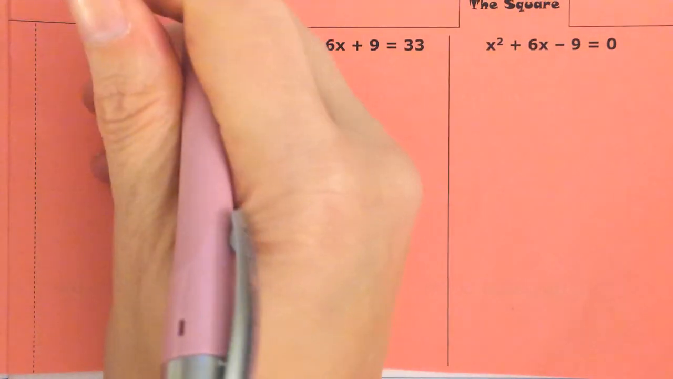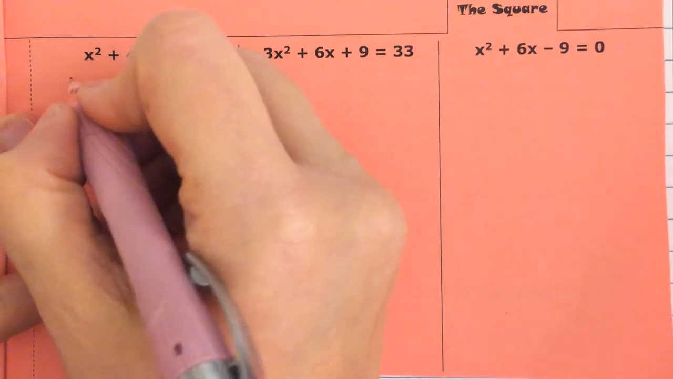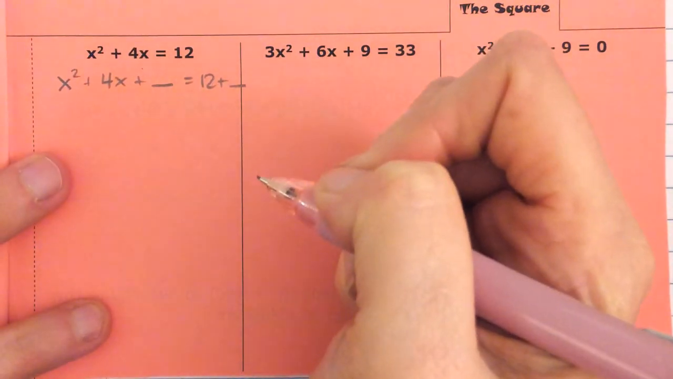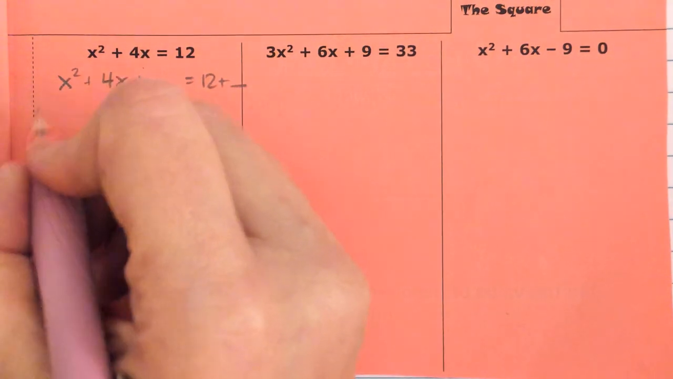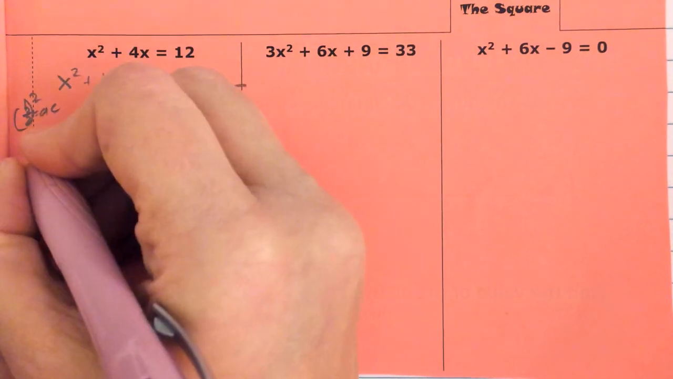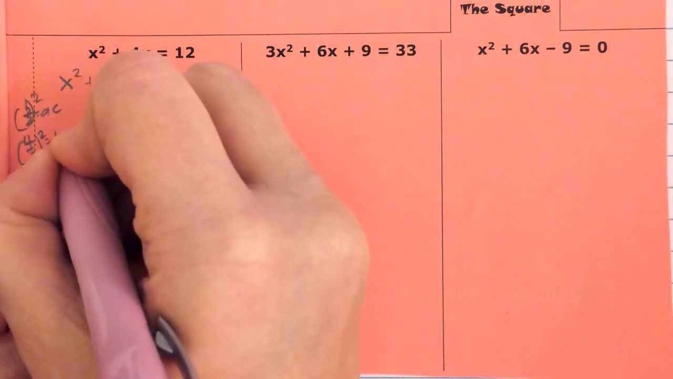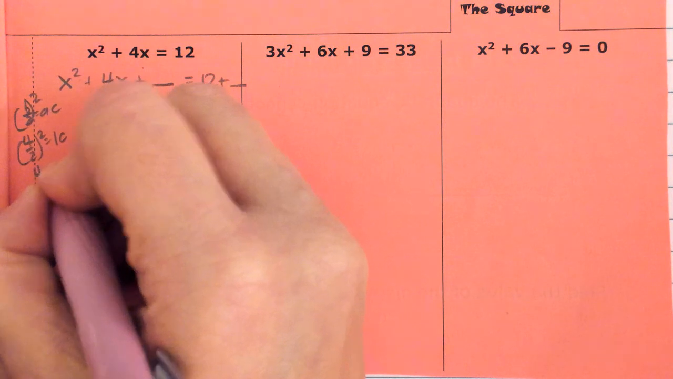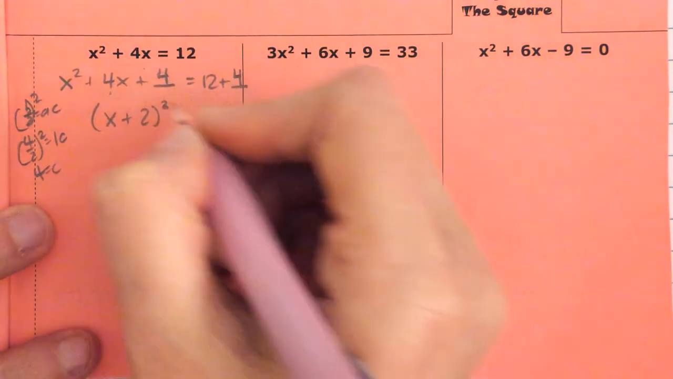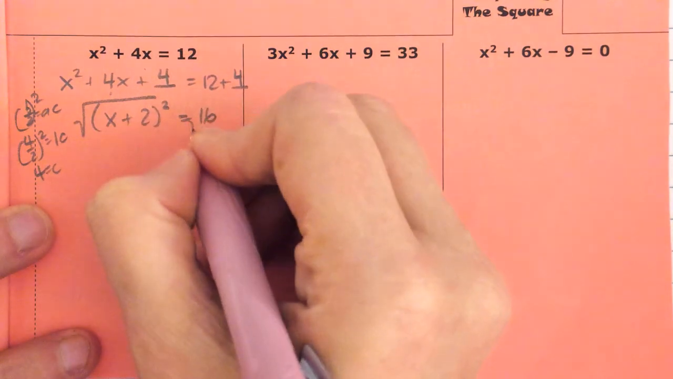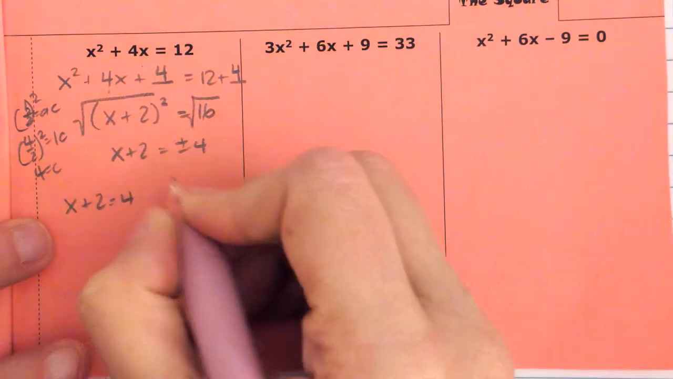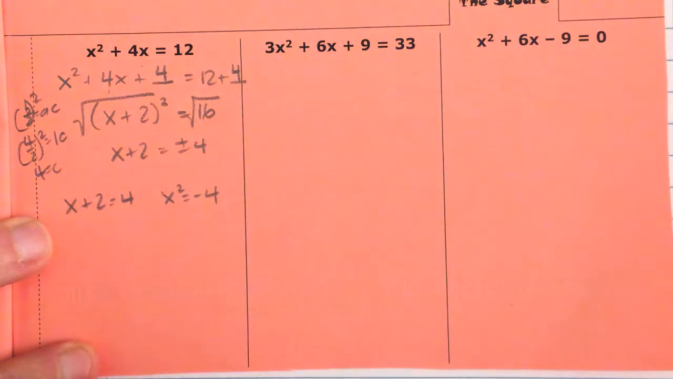Okay, so for this one, the first thing that we're going to do is rewrite this with our space in there. Then we're going to figure out what we need to add. b over 2 squared equals ac. So 4 over 2 squared equals 1c. 4 over 2 is 2. 2 squared is 4. That means I'm adding 4 to both sides. So this is now x plus 2 squared equals 16. I'm going to take the square root of both sides. I get x plus 2 equals plus or minus 4. So x plus 2 equals 4. X plus 2 equals negative 4.